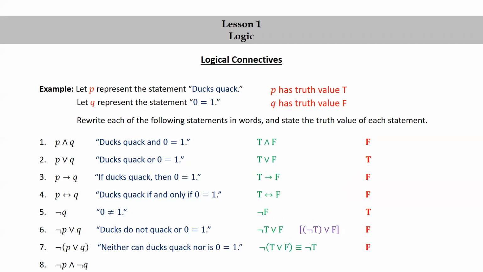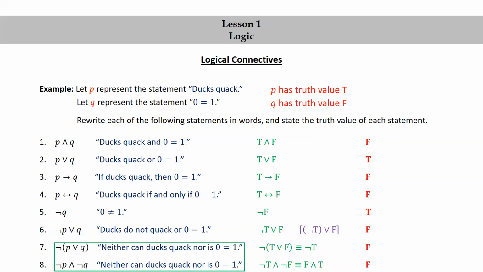Not P and not Q can be written as ducks cannot quack and 0 is not equal to 1. This statement can also be written in English as neither can ducks quack nor is 0 equal to 1, just like in number 7. We have not true and not false. Again, we give priority to the negation to get false and true, which is false.